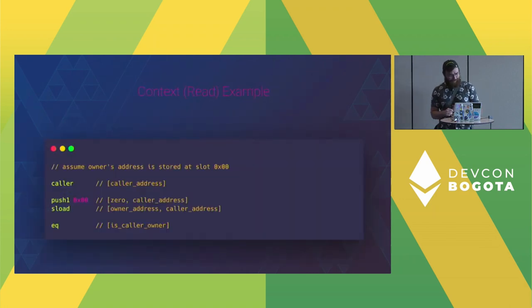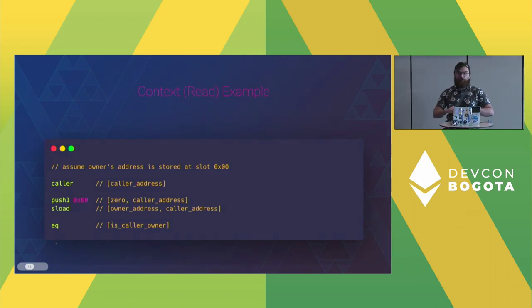So as a quick context example, we can use the caller instruction, and it'll push that message sender to the stack. Let's say we want to see if the caller is the owner of a contract, right? And let's say the owner is stored at slot 0 in storage. What we can do then is use push 0 and then sload, and that's going to load from the first slot whatever data is there. In this case, it's our owner. And then we can compare them by using equal. Right? So this is the simplest representation of how to check if a contract is owned by somebody.